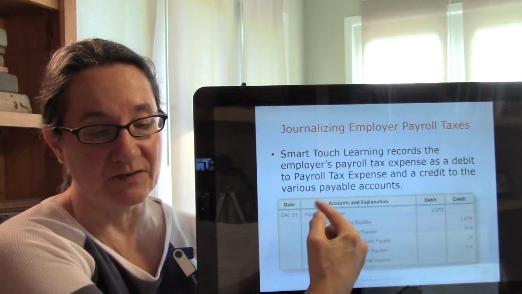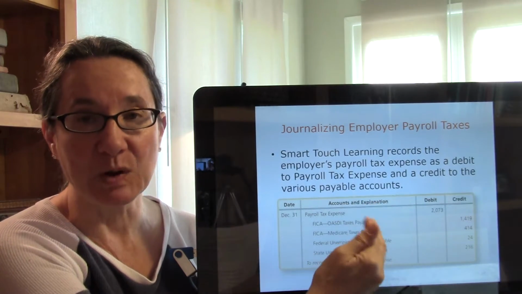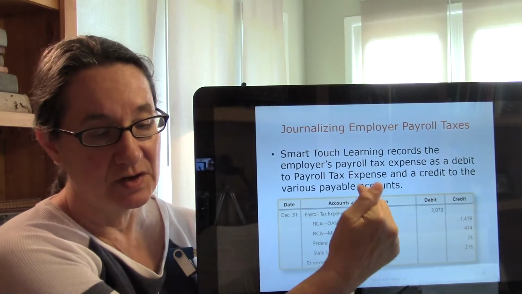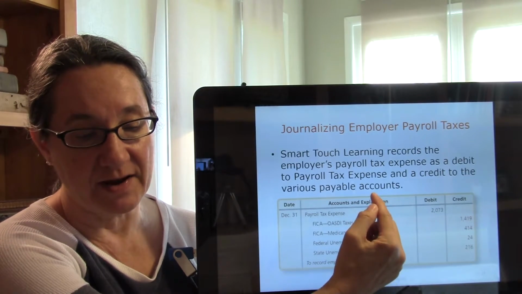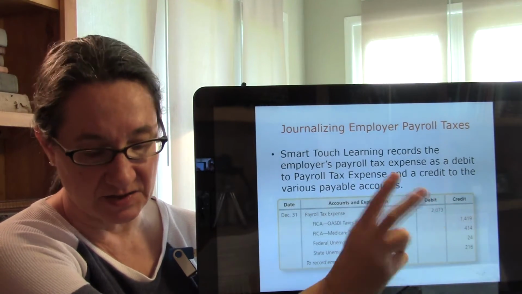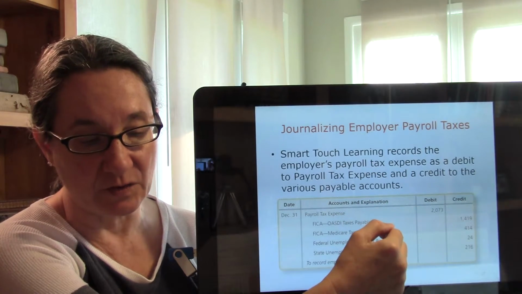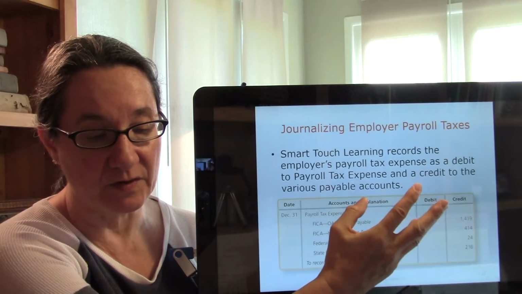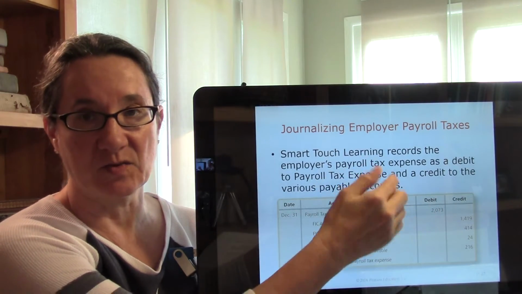So here's an example of payroll tax expense paid by the employer. None of this was withheld. So payroll tax expense 2073, FICA OASDI, FICA Medicare, because they're at different rates, right? FUTA and SUTA. All right, so those are the employer's payroll taxes. And so you've got the payroll tax expense and then all the payables.